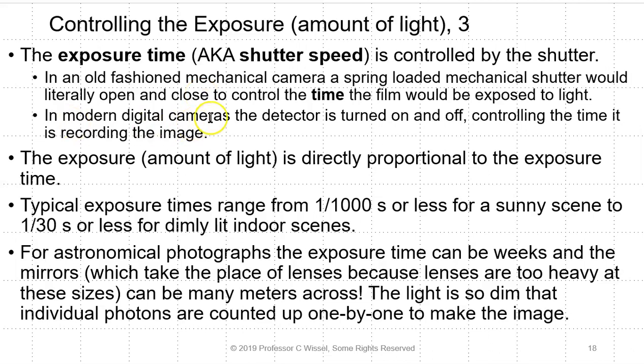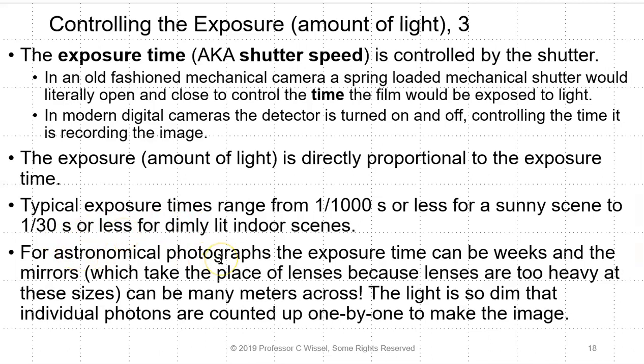In a modern digital camera, the detector is an electronic device that can be turned on and off. That's much easier and much more reliable than having a mechanical shutter. Turned on when they want it to be exposed, and then when they want the exposure to stop, they turn it off. The exposure, the amount of light, is directly proportional to the exposure time, which makes sense. The typical exposure time ranges from 1/1000th of a second or less for a very sunny, bright scene to 1/30th of a second or less for very dimly lit indoor scenes.